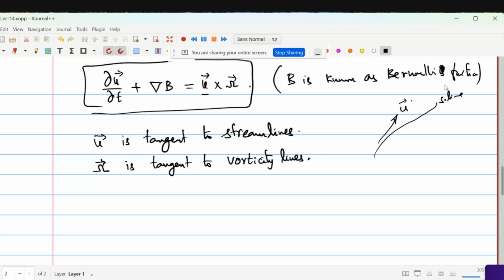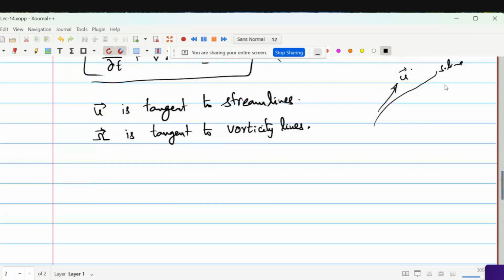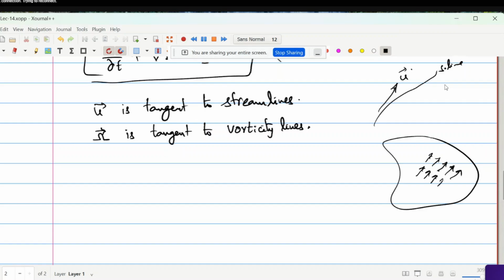Similarly, for vortex lines, what are you actually doing in the fluid? Just look at this. Let us say the flow is going like this everywhere. So imagine this point, this point.